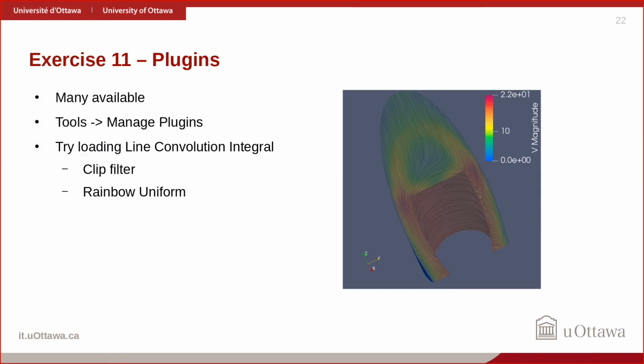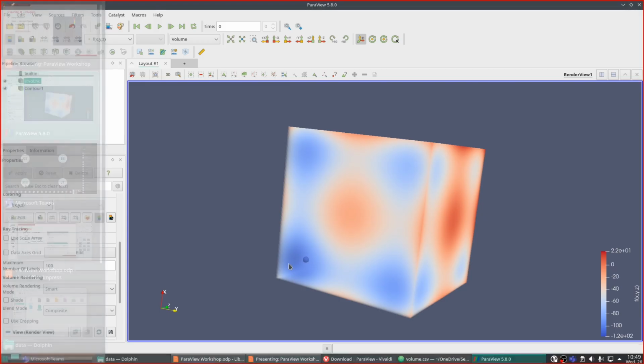Okay. Paraview can also be extended by plugins, and that lets you create much more enhanced visualizations. So one of them is a line convolution plot, and it shows similar information as the streamlines, except that it shows it on the surface. So I'll show you how to do that.